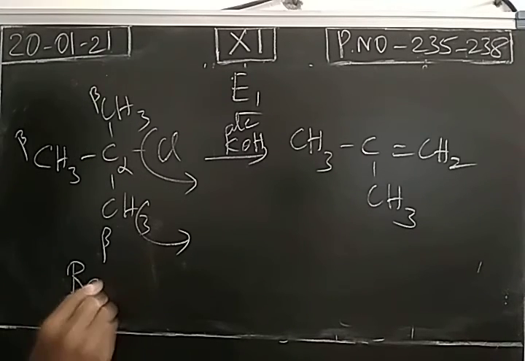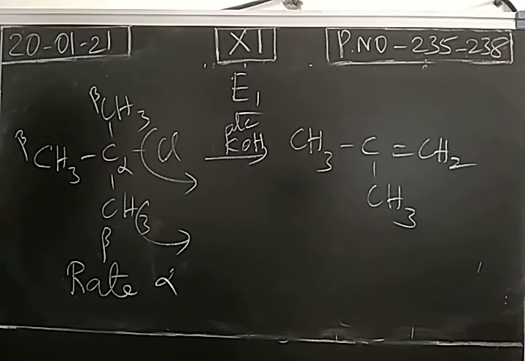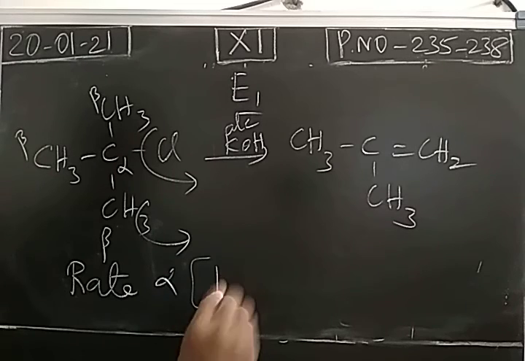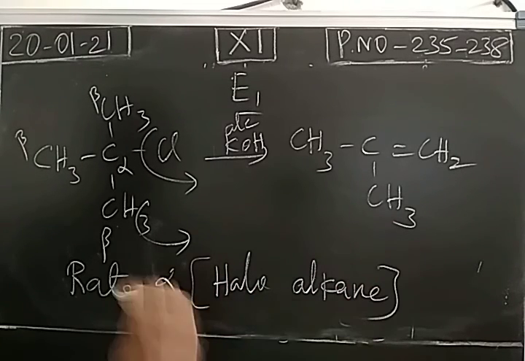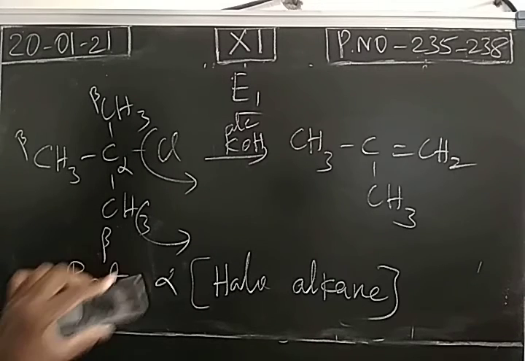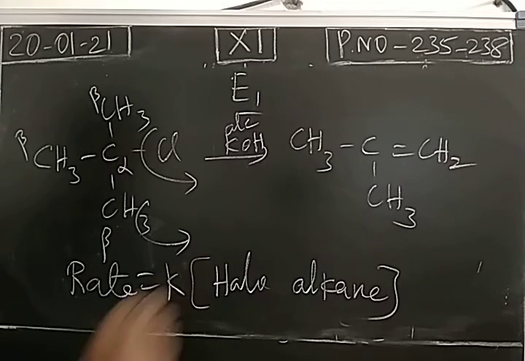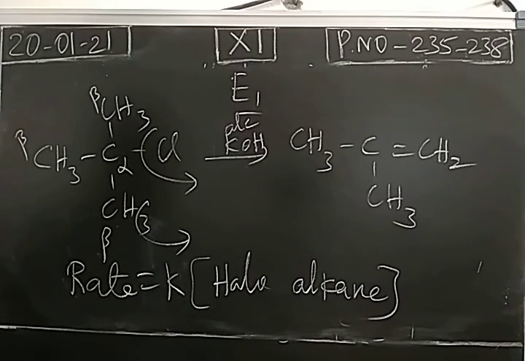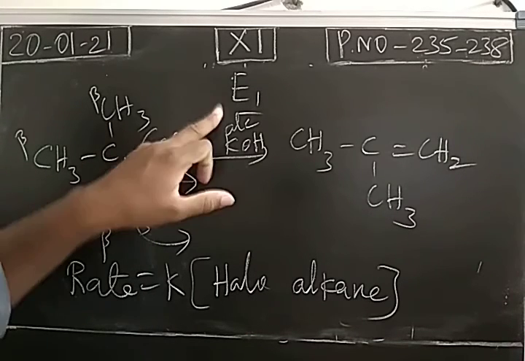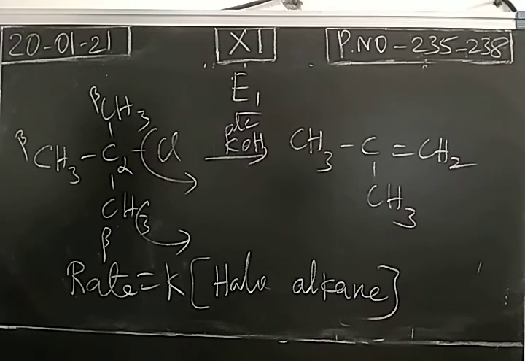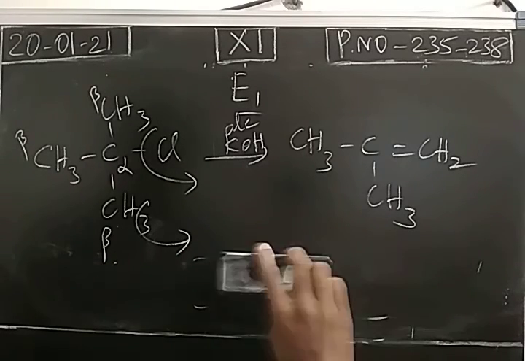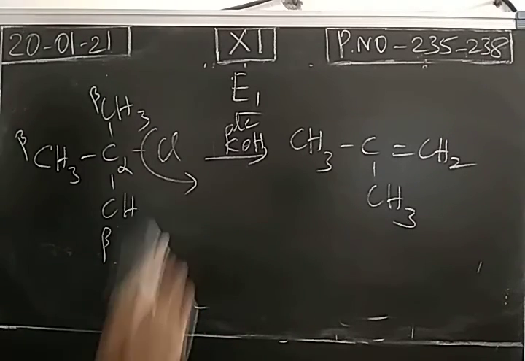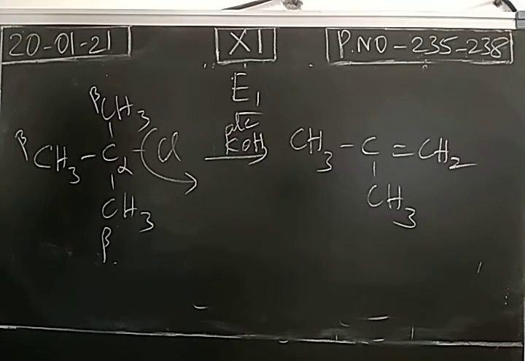So in the E1 mechanism, like SN1, the rate depends only on the substrate or the reactant, haloalkane. So it will not depend on the concentration of base. Proportionality can be removed by introducing a constant. So this is the rate expression of this elimination reaction. So this is following first order kinetics, but a two-step process. Okay. This is following the E1 mechanism.